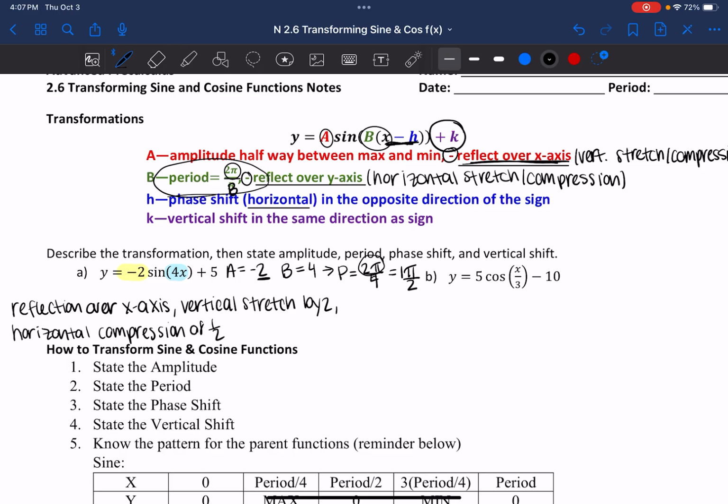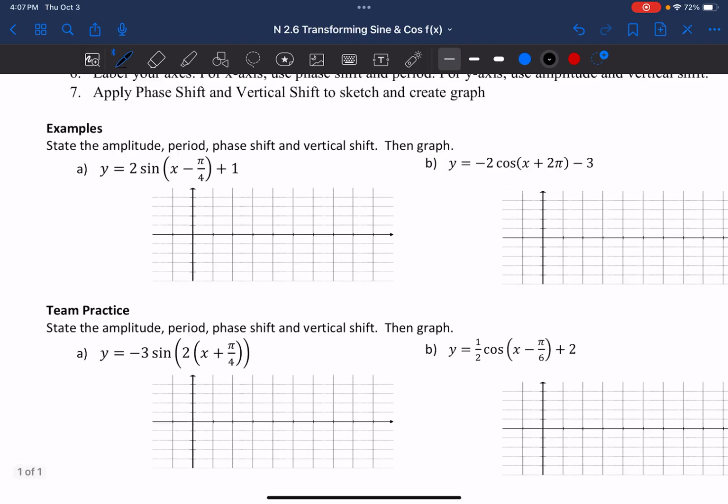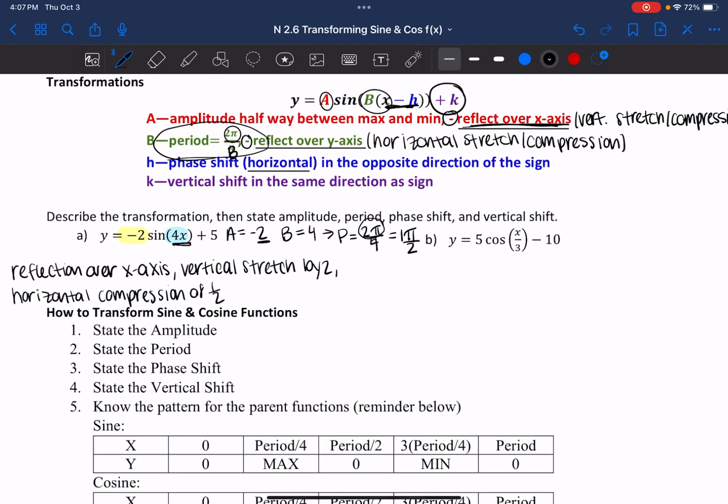All right, then we would need to identify h. H should be in here in the parentheses with x, and since there's nothing there, we let that be 0. That means there is no left or right shift. And then k is our value out here on the end, which is 5, which tells us that we are going to shift up 5 units.